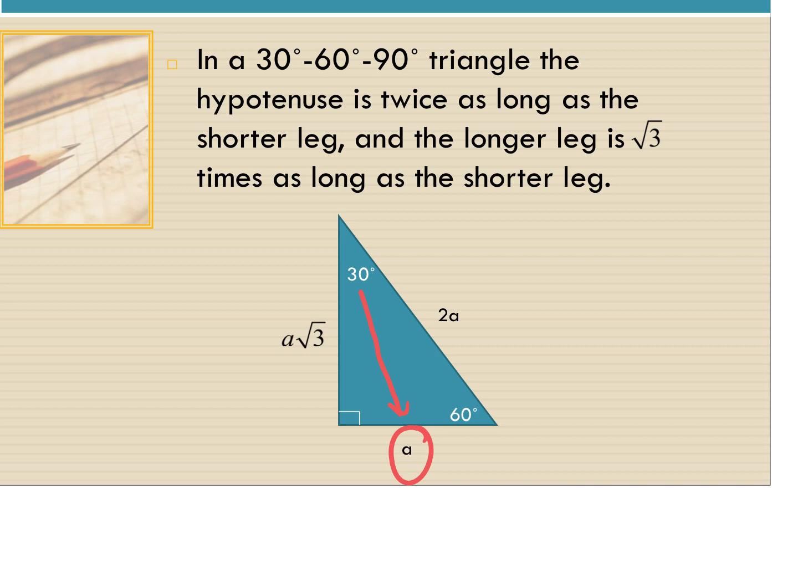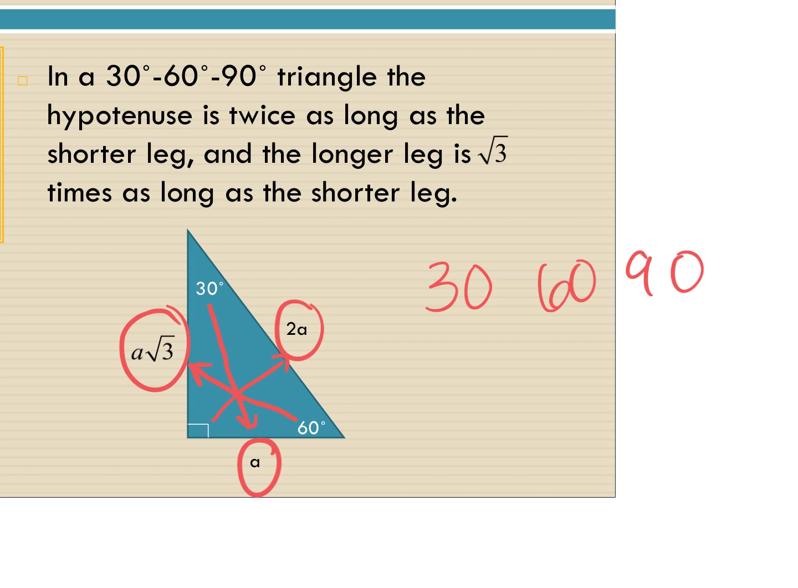So across from the 60, it's going to be that little a times the square root of 3. So it's going to be a little bit bigger. And then across from the 90, your hypotenuse will literally be double whatever that smallest leg is. Okay? So in other words, I want you to write this down, 30, 60, and 90. Your 30 is your a, your 60 is your square root of 3 times a, and your 90 is your 2a. And that's how we're going to set these ones up.